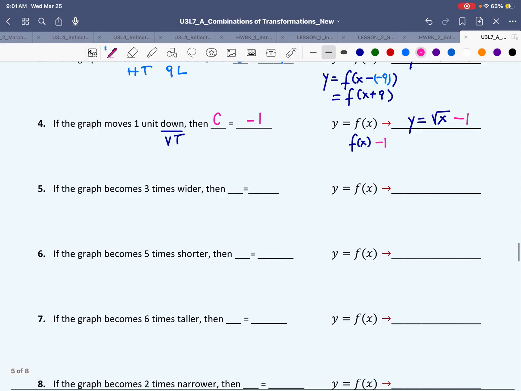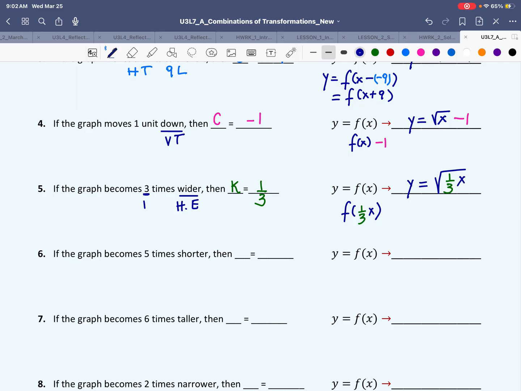Next, the graph becomes 3 times wider. So that is a stretch, and that is an expansion more specifically in the horizontal direction. So horizontal expansion. So if the graph is becoming 3 times wider, that will make the coefficient k equal to 1 over 3. So the function now has become f of 1 over 3 x. So that will change the graph to become y equals the square root of 1 over 3 x.